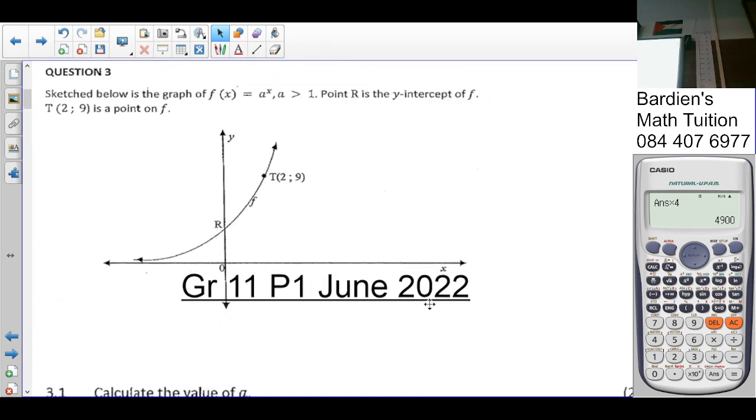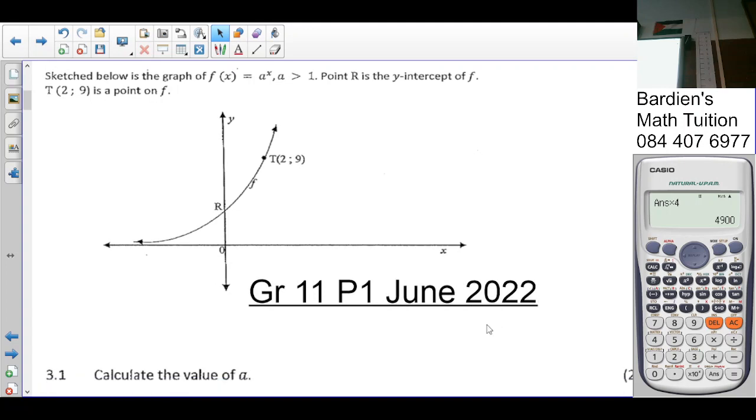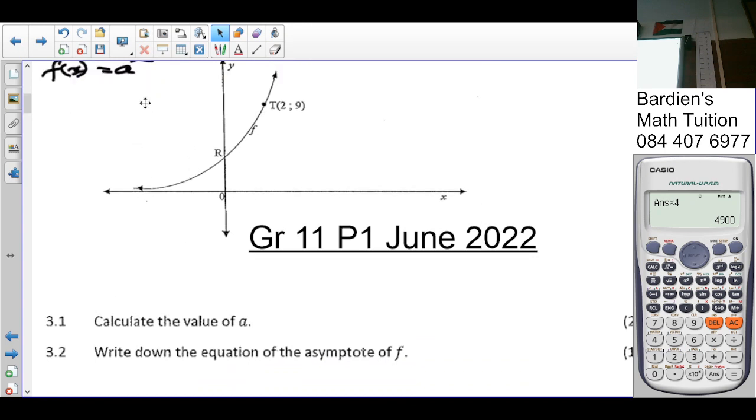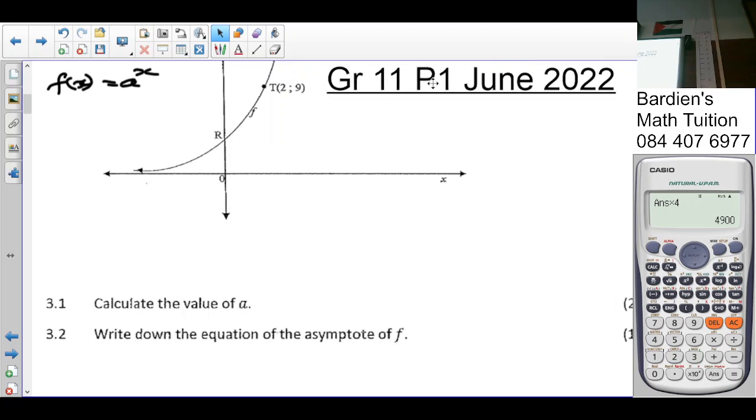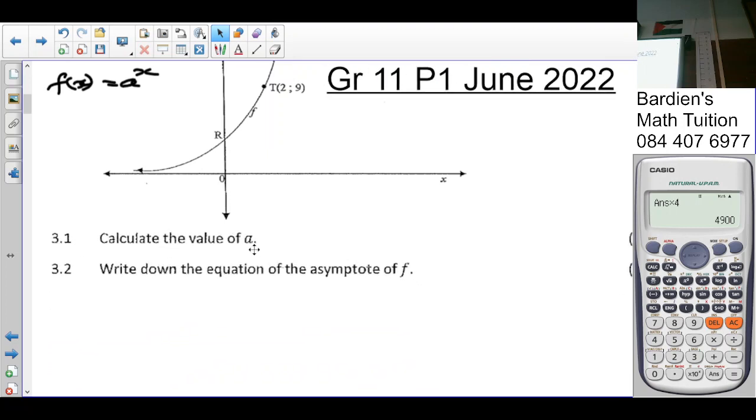Alright, question 3. The sketch below is the graph of f of x equals a to the x, where a is greater than 1. Point R lies on the y-intercept of f. T is the point (2; 9). First question: calculate the value of a.